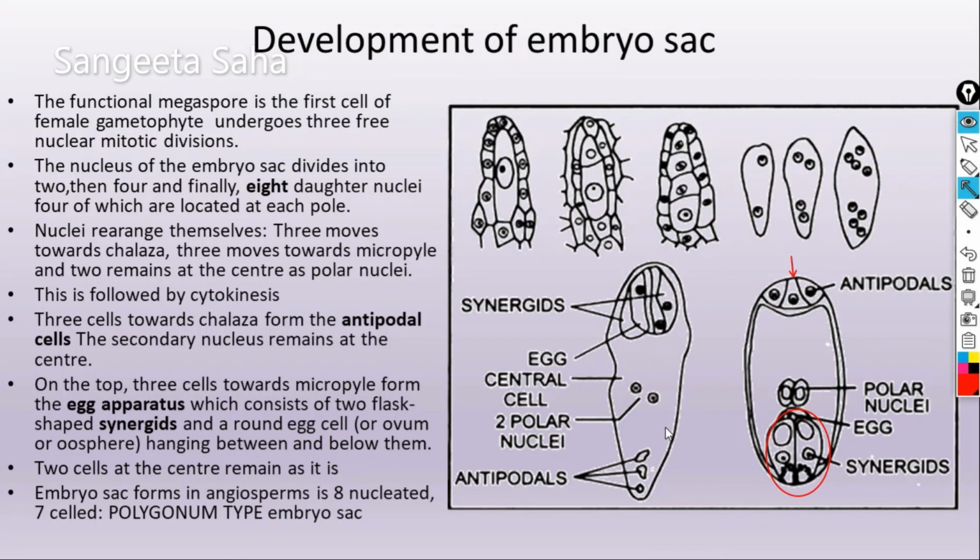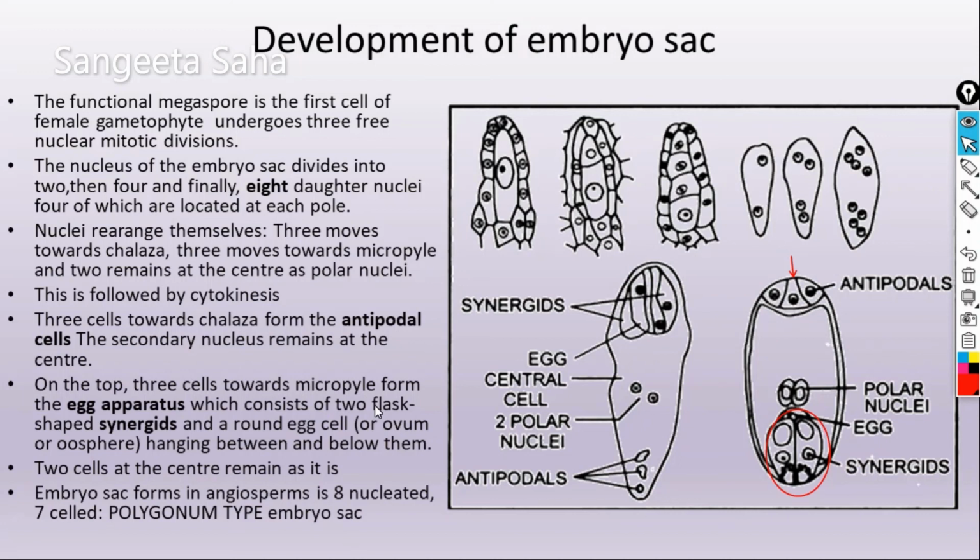This embryo sac that is formed in the angiosperm is basically 8 nucleated. That means 8 daughter nuclei after 3 nuclear divisions, so it is 8 nucleated, and it has got 7 cells. How 7 cells? This 1, 2, 3, 4, 5, 6, and this one is 7. So 7 cells. And this type of arrangement is known as the polygonum type embryo sac. This is how the female gametophyte is formed.